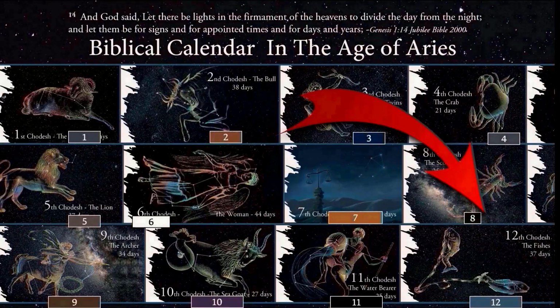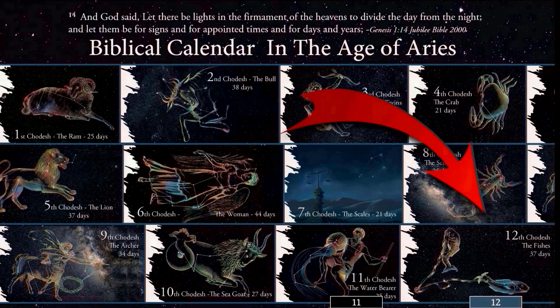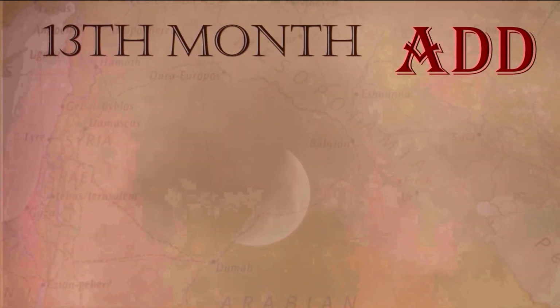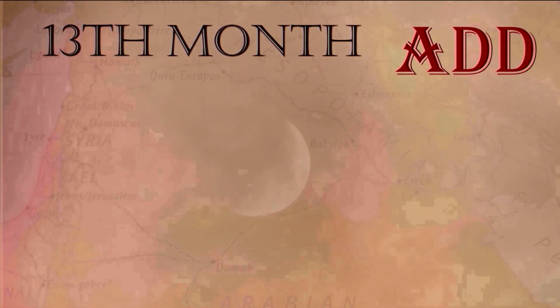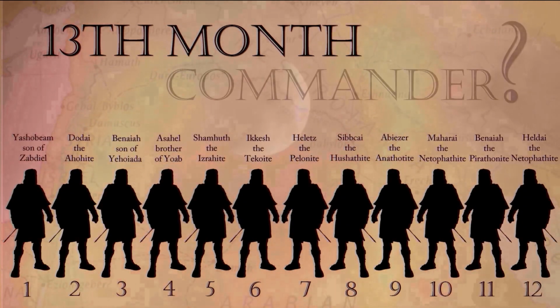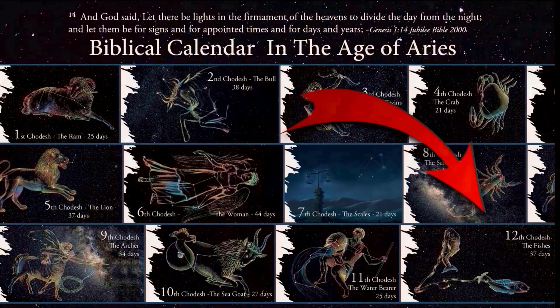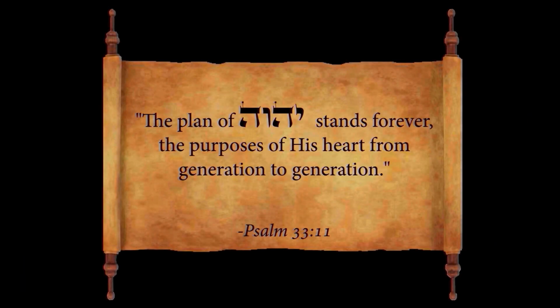We've left the indicators to show you where the 12 lunar months were on the previous calendar. 1, 2, 3, 4, 5, 6, 7, 8, 9, 10, 11, 12. However, in a lunar calendar, sometimes you have to add a 13th month. And nowhere in Scripture do we have any reference to a 13th month or a 13th commander for the 13th Kodesh. Elohim intentionally numbered these 12 Kodeshim because through the millenniums, the designated first Kodesh would change, and for the purposes of his heart.